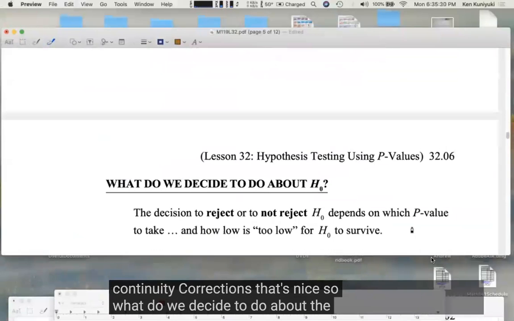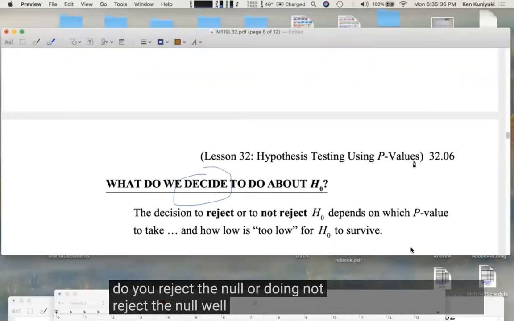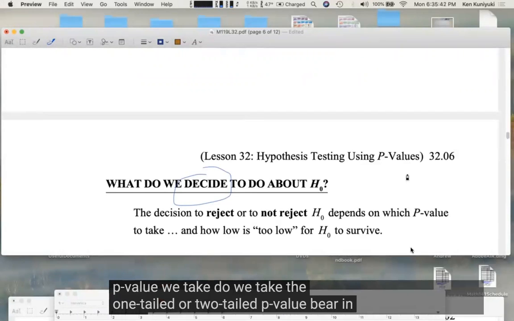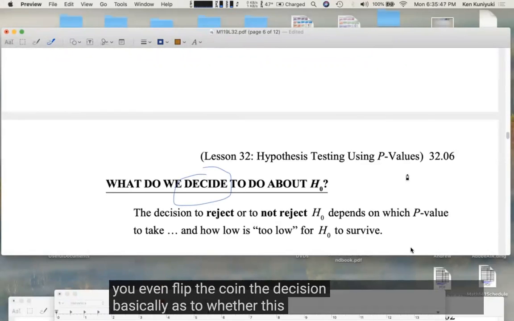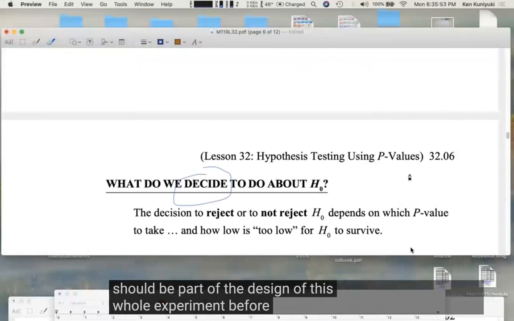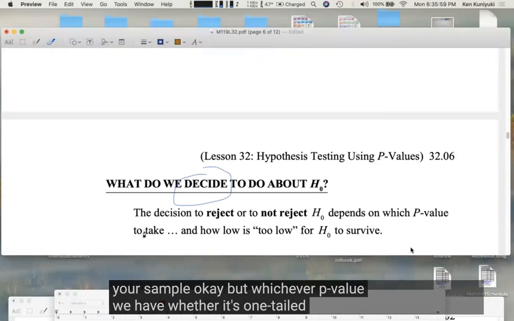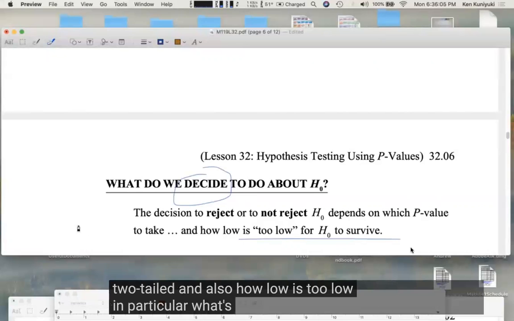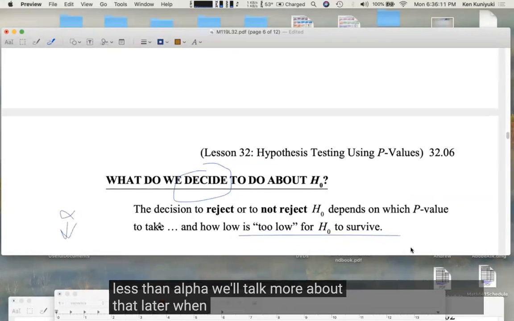So what do we decide to do about the null hypothesis? Literally, what's our decision? Do we reject the null or do we not reject the null? Well, it depends on which p-value we take. Do we take the one-tailed or two-tailed p-value? Bear in mind, that decision should be made before you even flip the coin. The decision as to whether this is a one-tailed test or a two-tailed test should be part of the design of this whole experiment before you even get your sample. Okay, but whichever p-value we have, whether it's one-tailed or two-tailed, and also how low is too low? In particular, what's alpha? Too low means the p-value is less than alpha. We'll talk more about that later.